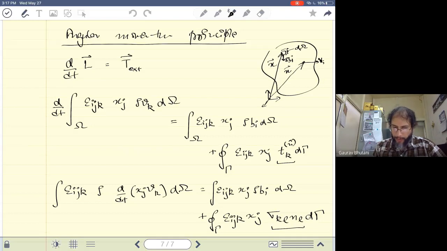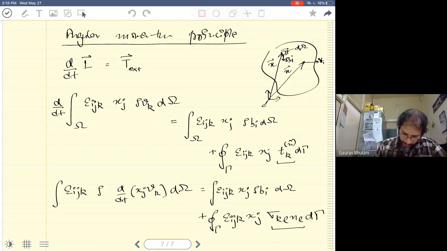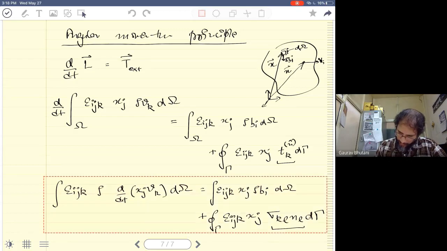Okay, so now we'll apply the Gauss divergence theorem to convert the surface integral to a volume integral so that we can take all the terms into one integrand. So let's copy this, and then we need the same equation on the next slide.